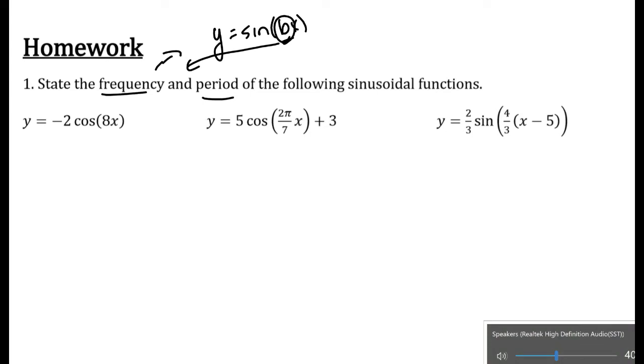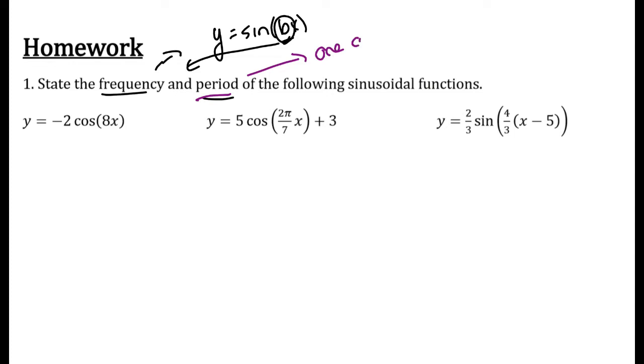How many curves do I see when I look from 0 to 2 pi? Whereas the period is how long is one cycle? How long does it take to complete one cycle? And we said these two quantities, the frequency and the period, frequency times period always gives us 2 pi. So we can use that relationship to find the other given one of them. So state the frequency and period of the following sinusoidal functions.